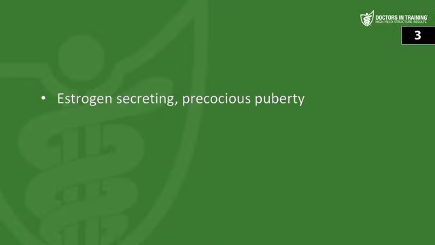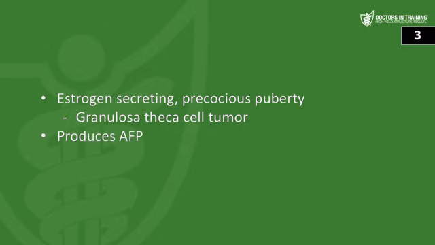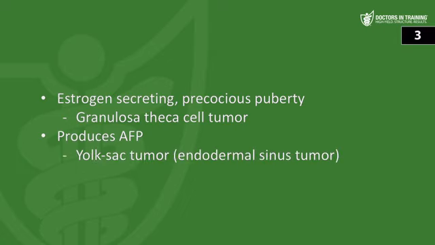So first we have estrogen secreting, precocious puberty. Think of a granulosa theca cell tumor. Next, produces AFP, or alpha fetoprotein. Think of a yolk sac tumor, also referred to as an endodermal sinus tumor.